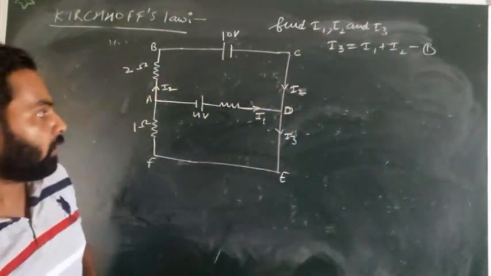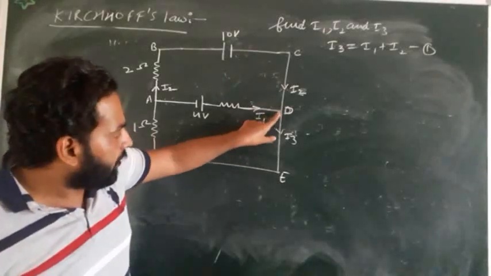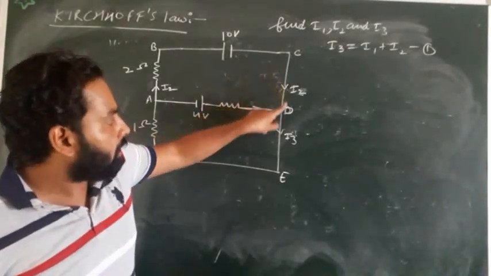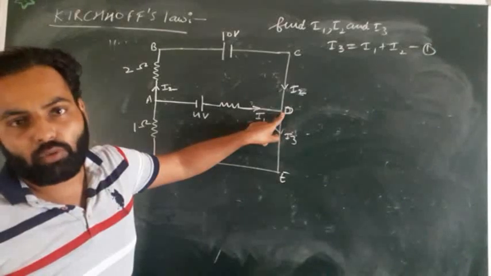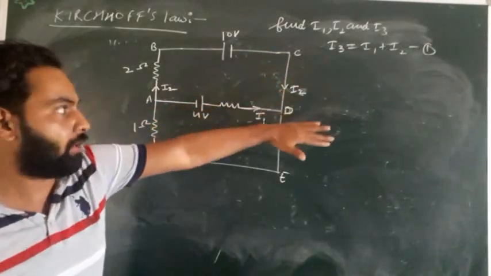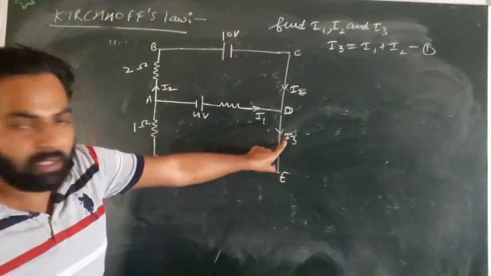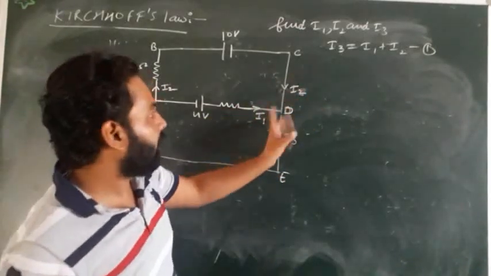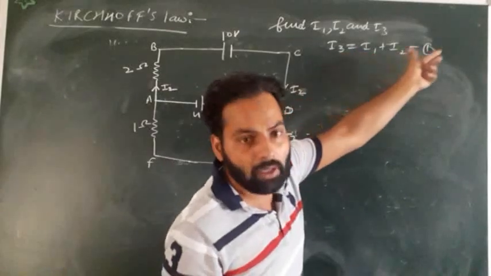Again I am repeating: see at point D, I1 reaches point D and I2 reaches point D. So apply Kirchhoff's first law. The amount of current entering a point is equal to the amount leaving the point. How much current leaves the point? I3. How much enters? I1 and I2. So I3 is equal to I1 plus I2.